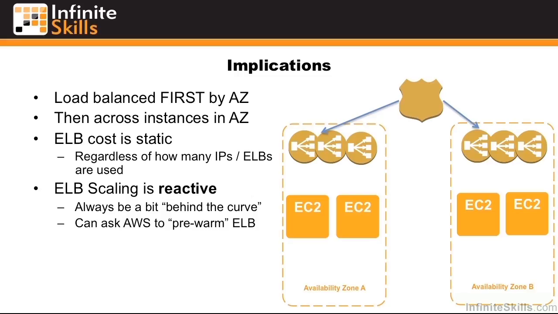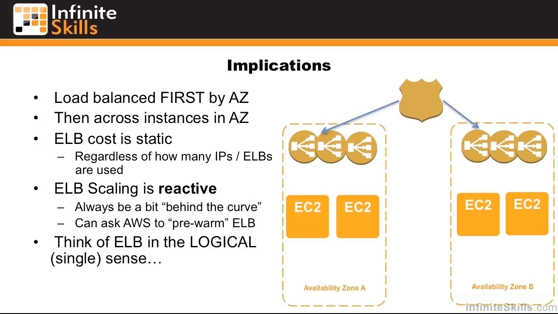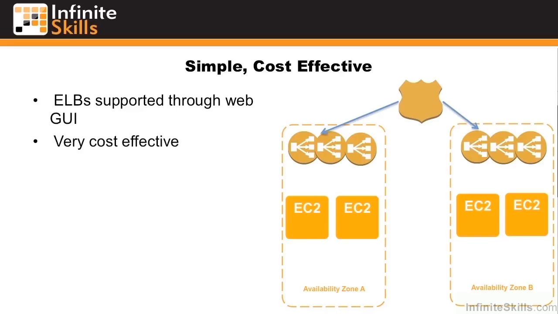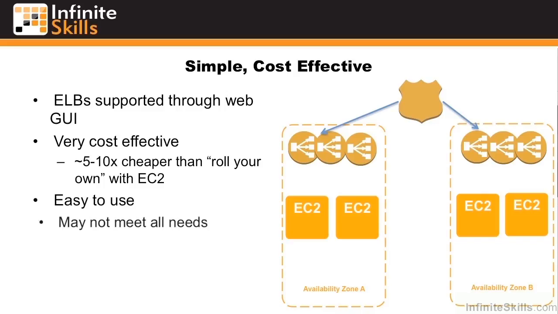If you know, however, that you're going to have, let's say, a big email drop on a certain day at a certain time, you can call Amazon up and ask them to pre-warm the ELBs for the amount of traffic you expect to receive. Always think of ELBs in the logical sense of a single ELB balancing across many EC2 instances. The ELBs are supported through the web GUI, and you can easily spin them up there. They're very cost-effective, typically 5 to 10 times cheaper than roll your own with EC2. They're very easy to use, but they may not meet all needs.